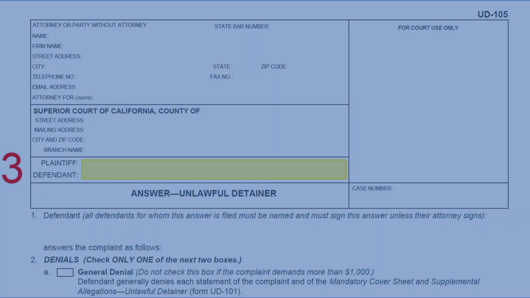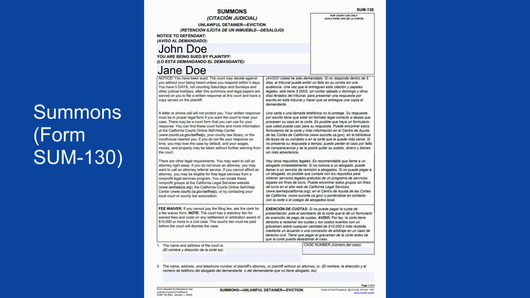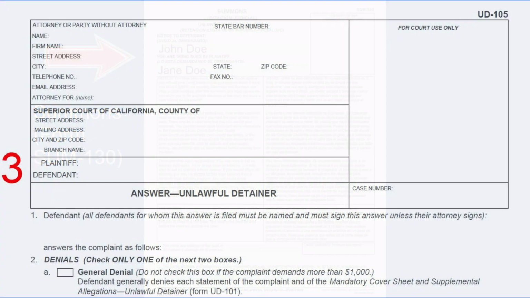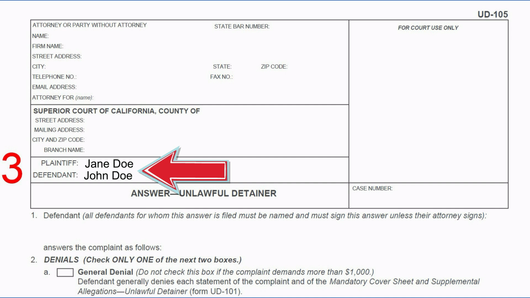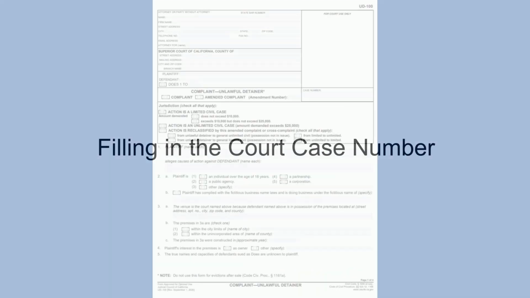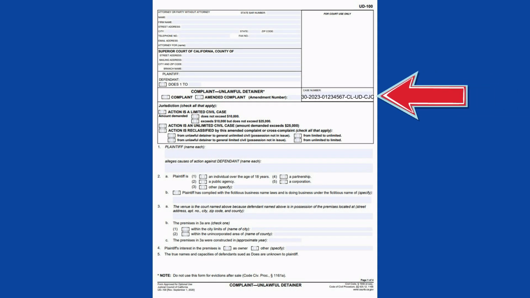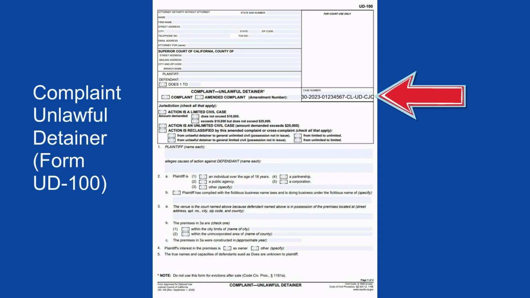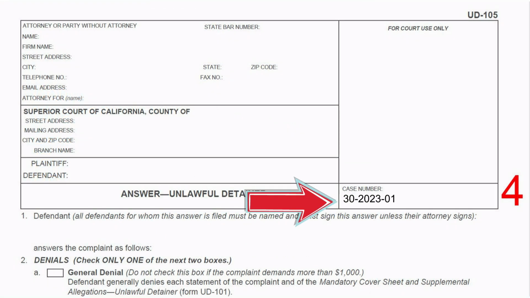For example, on the summons, Form SUM 130, the parties' names are listed at the top of the form. On number 3, write the names of the parties as listed beside plaintiff and defendant. Filling in the court case number. Find the court case number located at the same location on the complaint, Form UD 100, and write the entire case number in number 4.